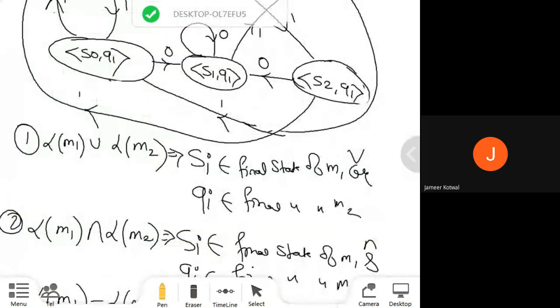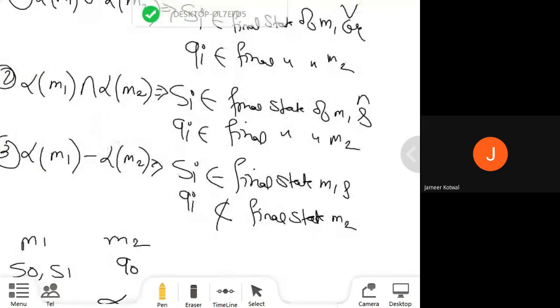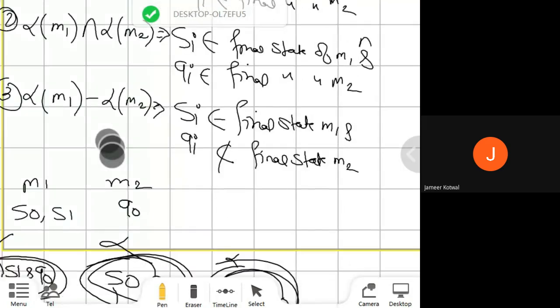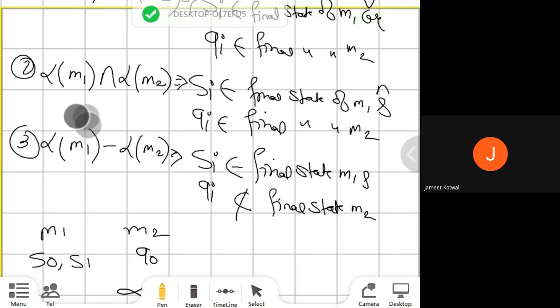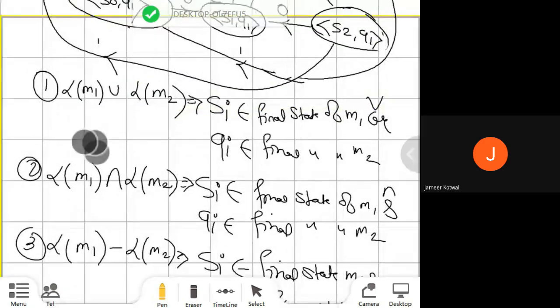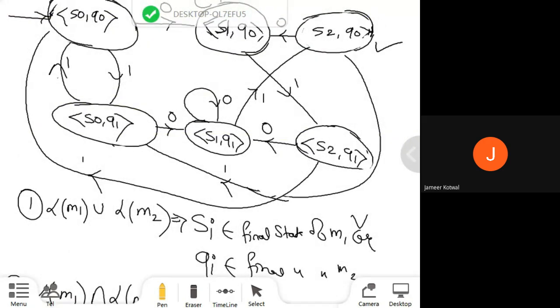It says that only a final state of machine M1 may belong to a final state, and from machine M2, it does not belong to a final state. For that, we have to check that S2, I can directly say a non-final state, right, will be attached or combined.